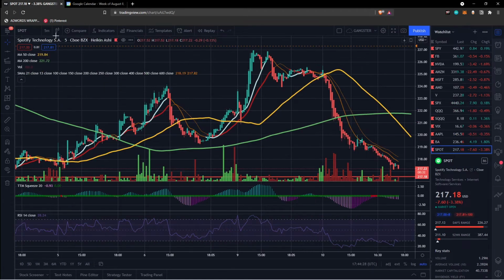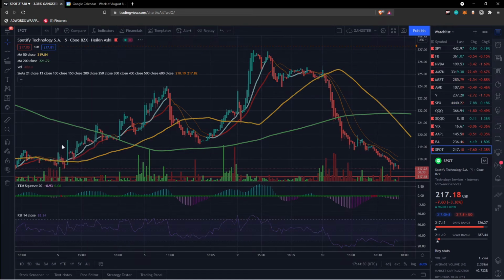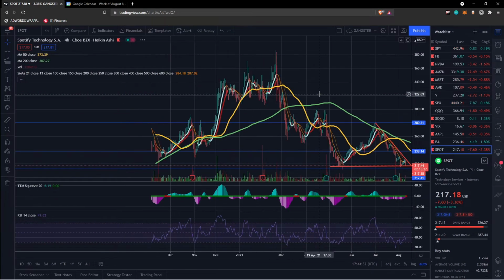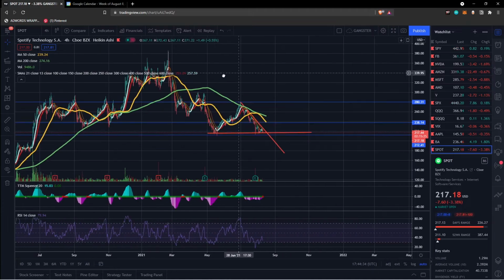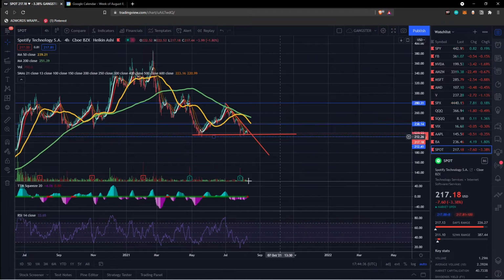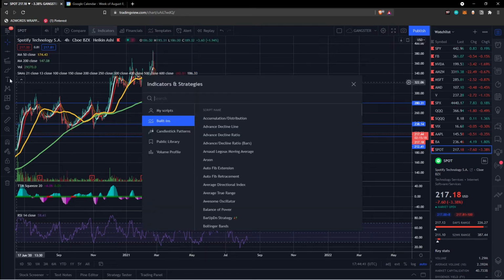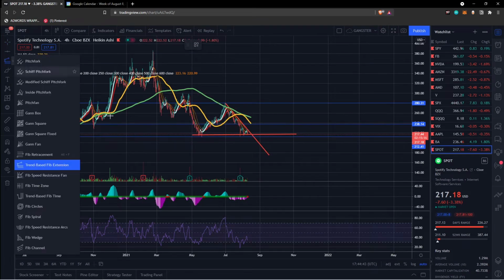So let's reset the chart here. Let's go back to the 4 hours. And once again, I'm using TradingView. If you guys want to use TradingView, it has a lot of different indicators you can choose from. A lot of great tools.